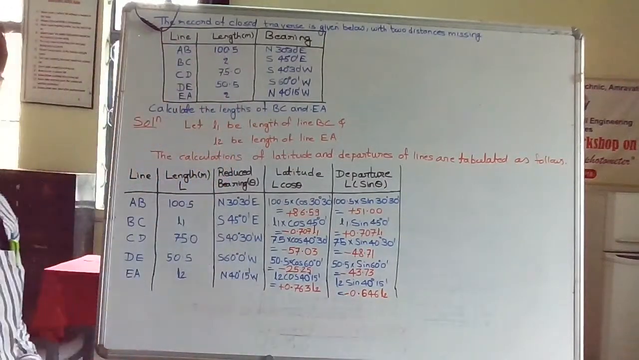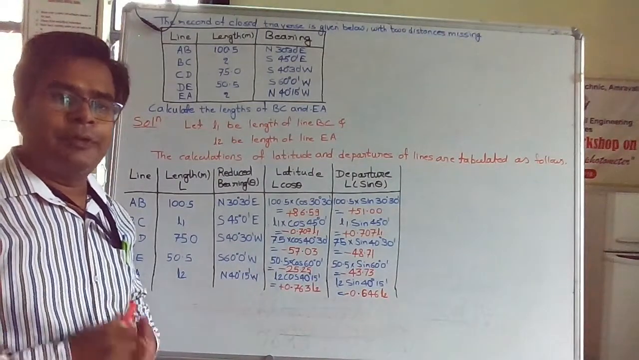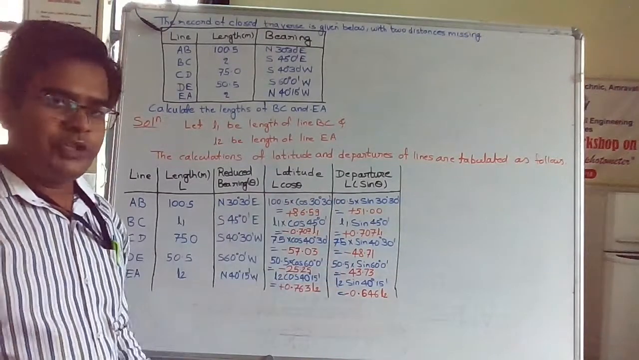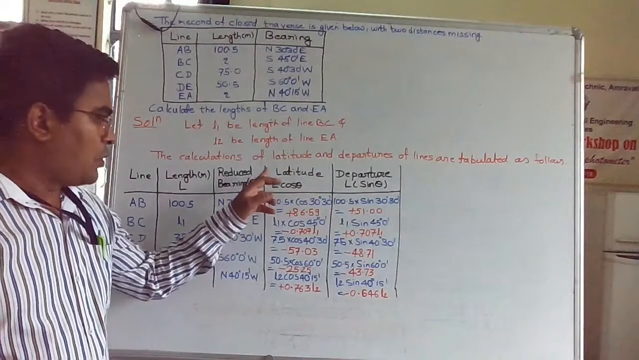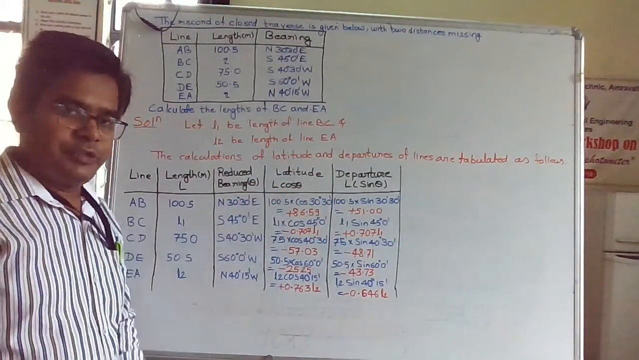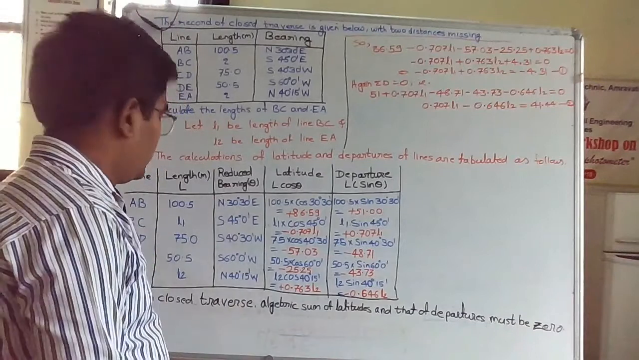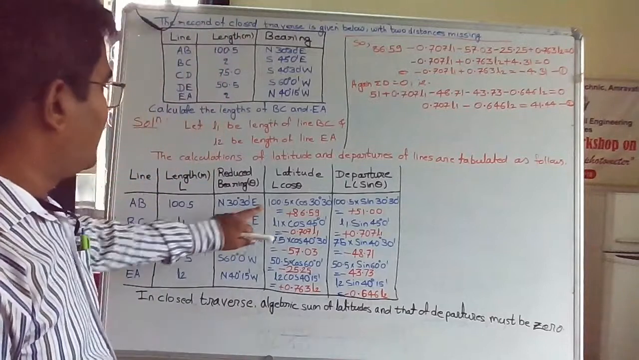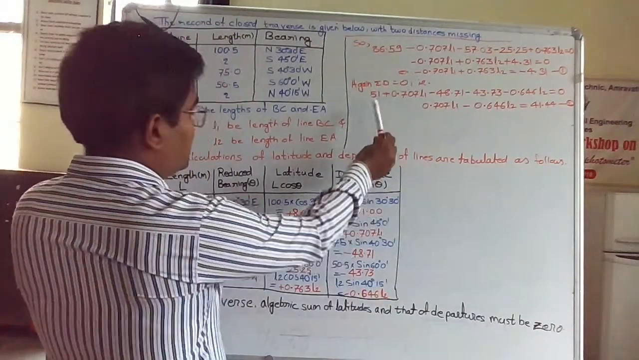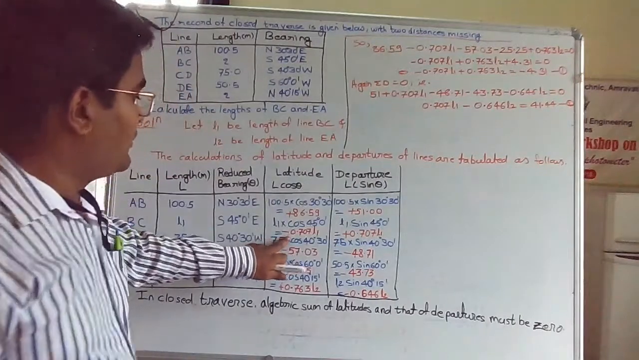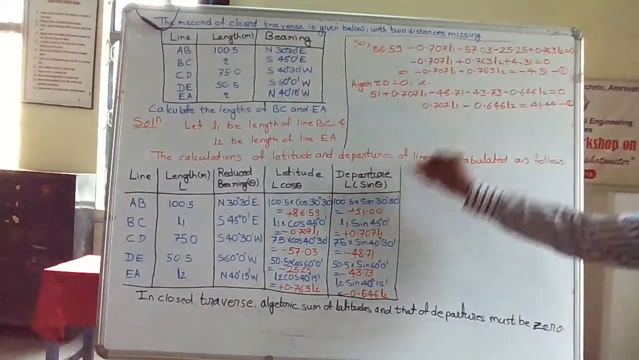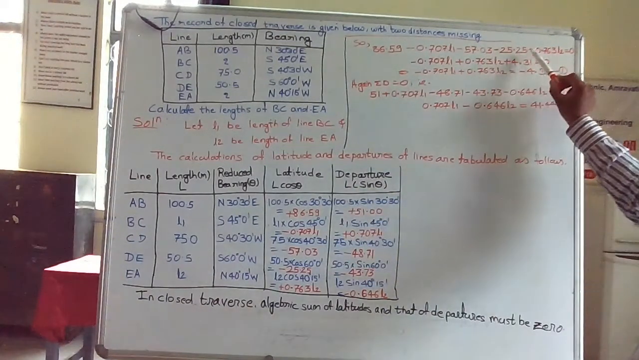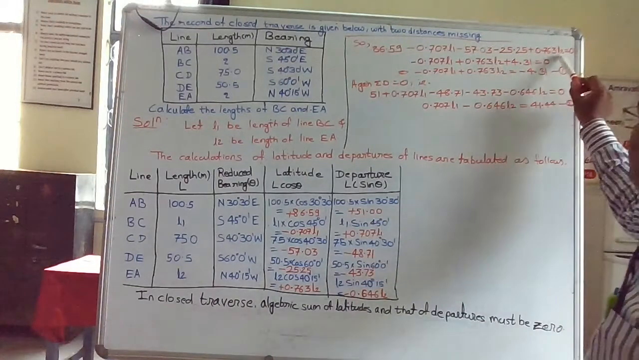Now the next step is, what is the condition for a closed traverse? The summation of latitude must be 0 and the summation of departure must be 0. So we have to sum up all the latitudes and all the departures. In a closed traverse, the algebraic sum of latitudes and that of departures must be 0. So we will add up all these latitudes, that is 86.59 minus 0.707 L1, the next is minus 57.03 minus 25.25 plus 0.763 L2 is equal to 0.